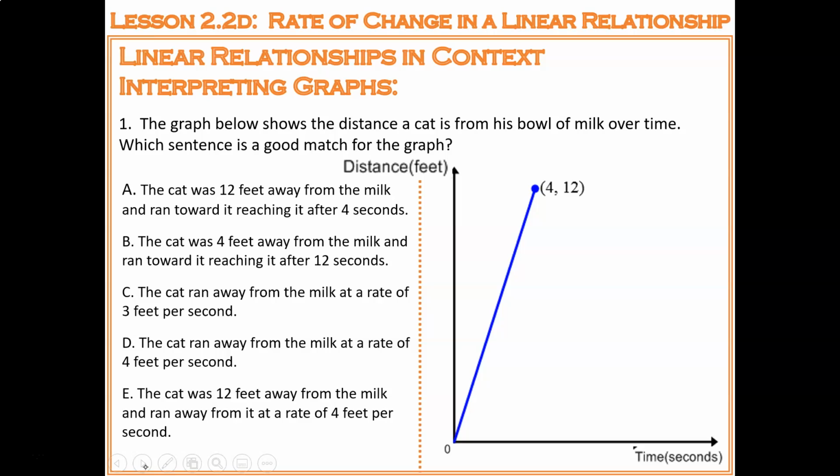All right, so right here we're looking at this graph. It shows the distance a cat is from its bowl of milk over time. The distance is on the y-axis, the time is on the x-axis. So let's use process of elimination and see which one of these is a good match. A says the cat was 12 feet away from the milk and he ran toward it, reaching it after 4 seconds. Well, this is where the cat is. The cat starts at 0, so A is not legitimate.